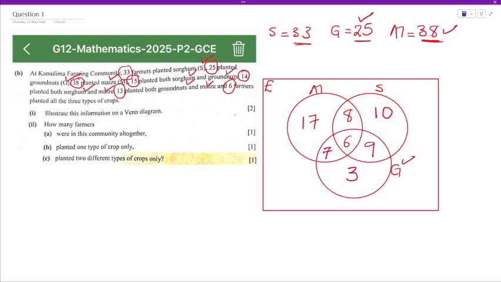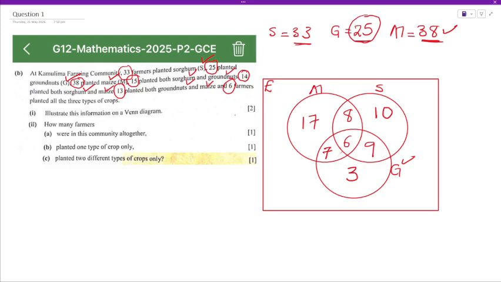Okay, let's start with groundnuts. The total for groundnuts should be 25. So we add 9 plus 3 plus 7 plus 6. That gives me exactly 25. We know that this set is correct as well.